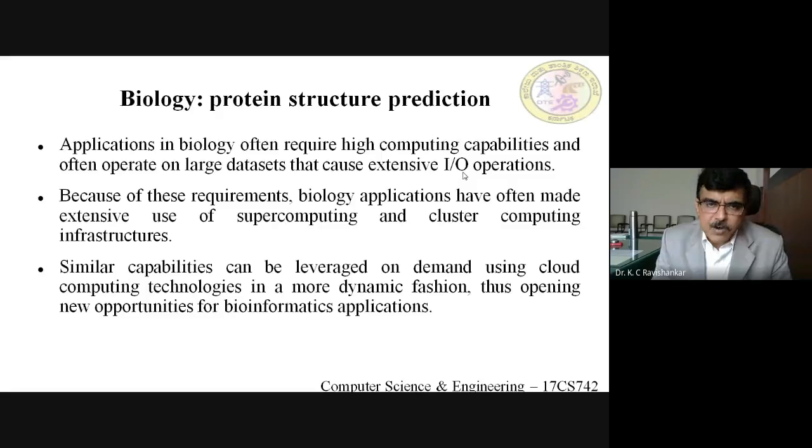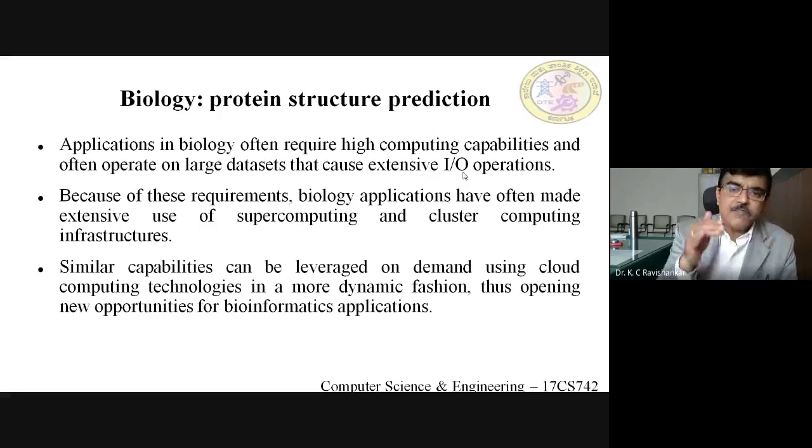Because of these requirements, biology applications have often made extensive use of supercomputing and cluster computing infrastructure. So you have cluster computing, you have grid computing, you have a supercomputing facility for biological applications. Reading biology is one factor. Analyzing biological problems is another factor. Being computer science graduates, we are helping to do analysis of biological problems.